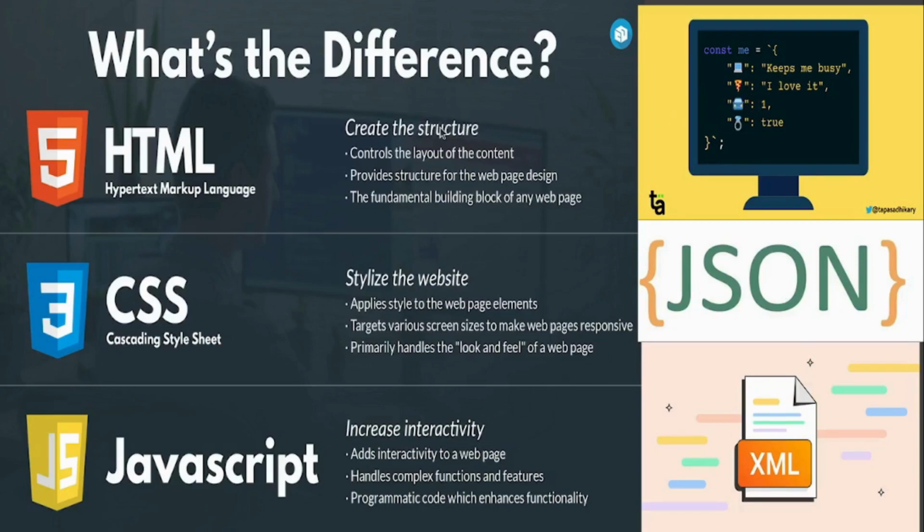And then here we have JSON, which is a lightweight data interchange format that is easy for humans to read and write, and easy for machines to parse and generate as well. JSON is most applicable in data interchange between servers and web applications. We also have the XML file, which is a markup language that defines a set of rules for encoding documents in a format that is both human readable and machine readable.